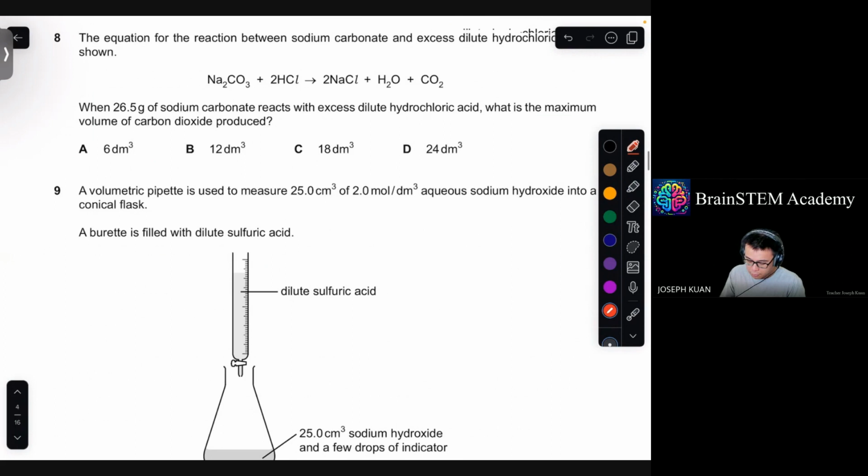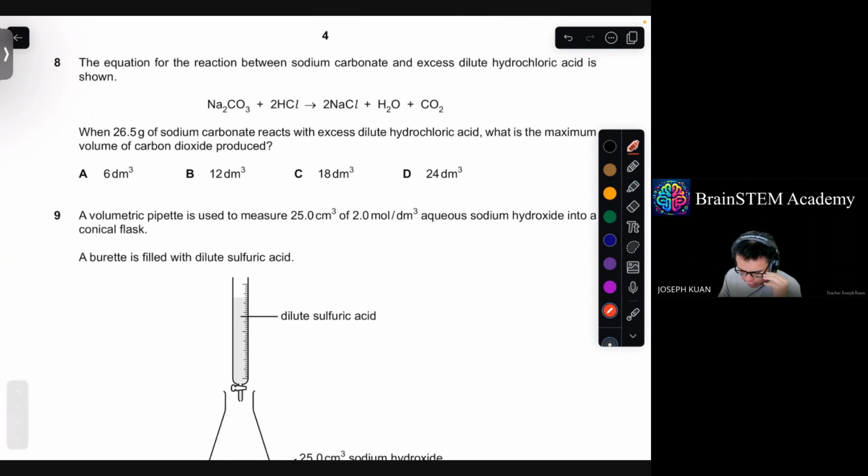All right, let's move on to number 8. The equation for the reaction between sodium carbonate and excess dilute hydrochloric acid is shown. When 26.5 grams of sodium carbonate reacts with excess dilute hydrochloric acid, what is the maximum volume of carbon dioxide produced? So let's try to focus the question, pinpoint the main points. It's about sodium carbonate and also the carbon dioxide formed.